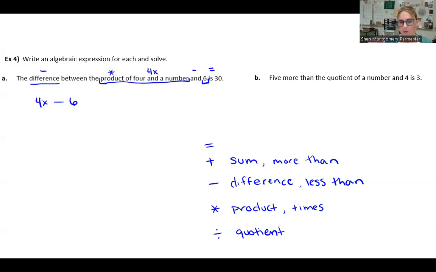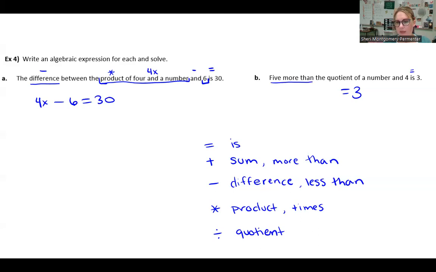We could add that to the bottom. When you see equals, it's the word is. So is 30. We're going to solve it, but first I would like for us to write down B. So for B, 5 more than the quotient of a number and 4 is 3. Is 3. That's easy. So I know it's going to be is 3.